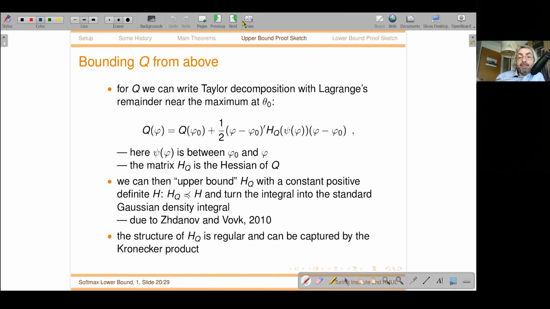So we take the mode, we take the maximum, and we do a Taylor decomposition there up to order 1 with the remainder of the second order. So there is no term of order 1 because this is the maximum. And the Lagrange remainder can be written as follows.